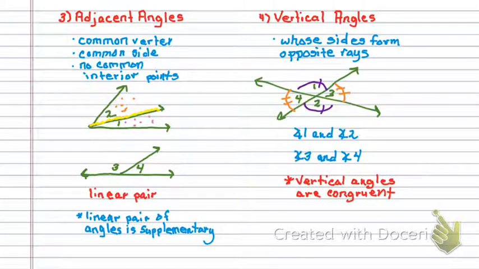So these are our special pairs of angles that we will be working with in tomorrow's lesson. Two pair having to do with the sum of their measures, and the other three having to do with their position in the plane.